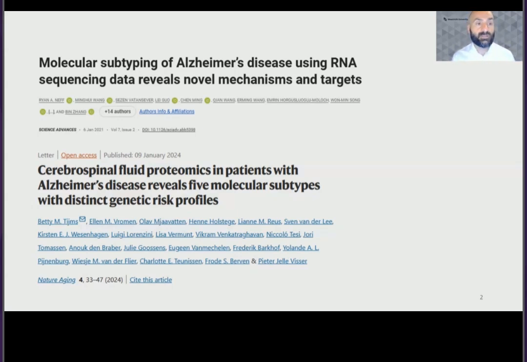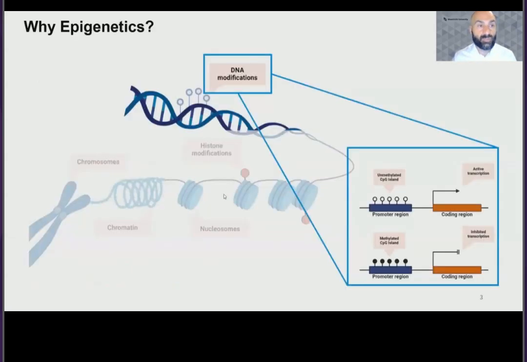As you can see, two of these studies, based on CSF proteomics and transcriptomics across different brain regions, have revealed very important information about the domination of some biological processes in a subgroup of patients with Alzheimer's disease. So in this study, we are using epigenomic data in the same way to identify subtypes of Alzheimer's disease based on methylation profiles.